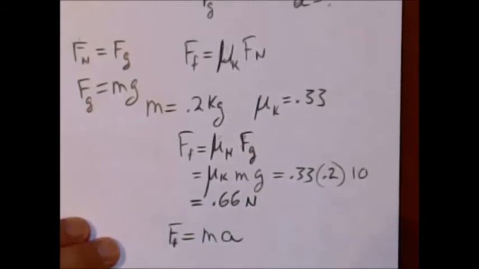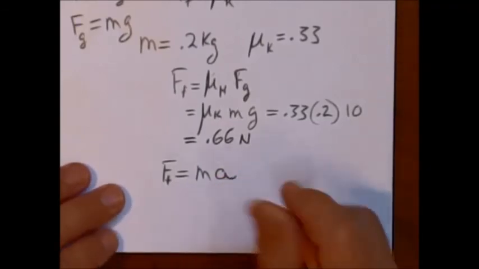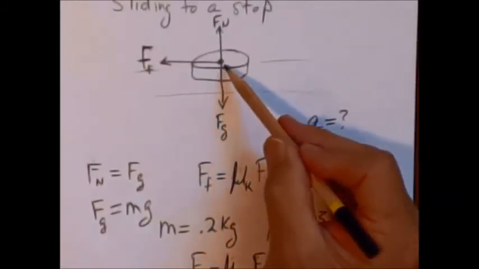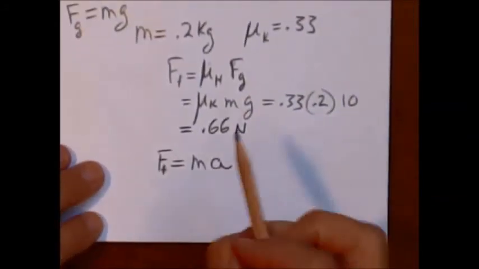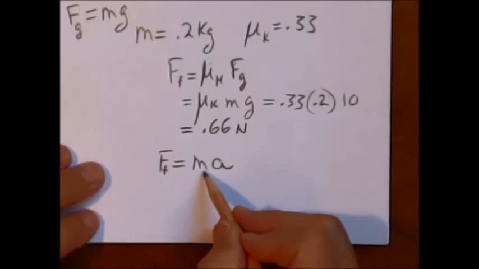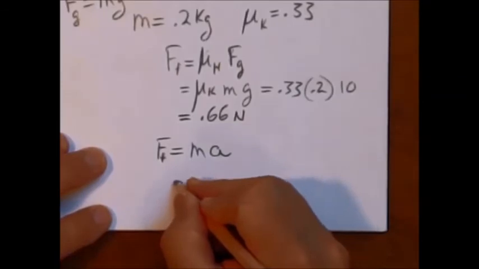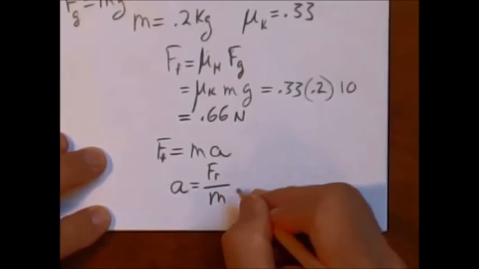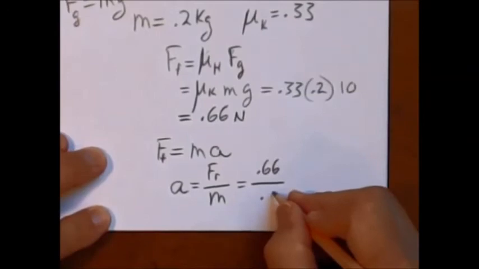So this is the friction force. We know the mass of the puck. Now we can find the acceleration. Just want to point out again, this friction force, that's the only thing that's acting on the puck that is causing it to slow down. And it's going to slow down at a rate that's determined by the mass of the puck. So that if we wanted to determine the acceleration now, we have to solve for that. So acceleration is equal to the friction force divided by the mass, which is equal to 0.66 divided by 0.2.